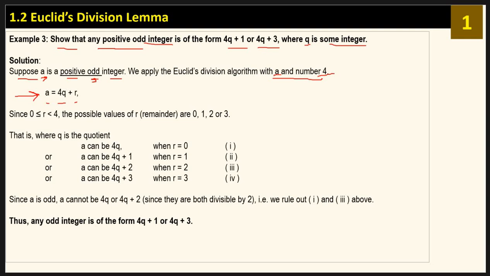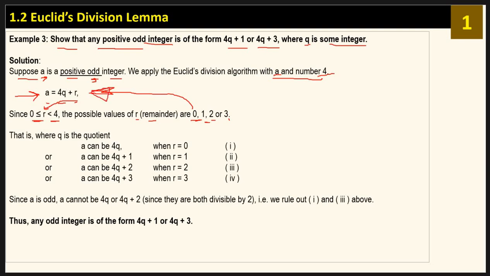Now the lemma states that the remainder r has to be between 0 and 4, that is 0 is less than or equal to r and r is less than 4. So this implies that the values that r, the remainder, can get is either 0 or 1 or 2 or 3. So now let's place all these values of r into our equation here.